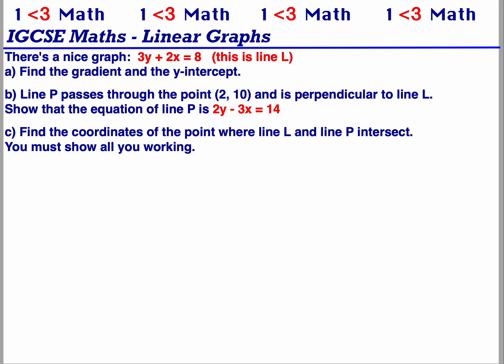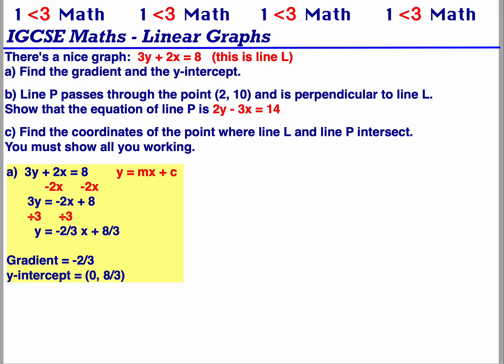So there's a nice graph, 3y plus 2x equals 8, and this is line L. We need to find the gradient and the y-intercept. So the first thing we're going to do is think: to find the gradient and the y-intercept, we need to set up that equation in the form y equals mx plus c. So we need to rearrange. We need to have it so that it's y equals.